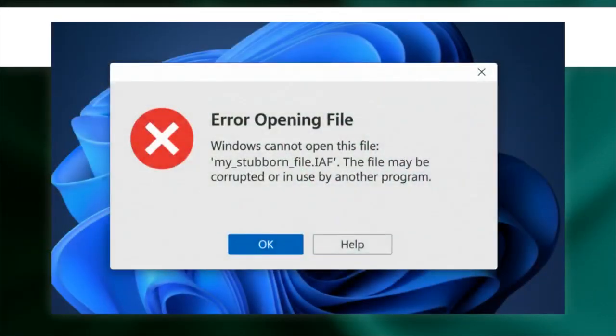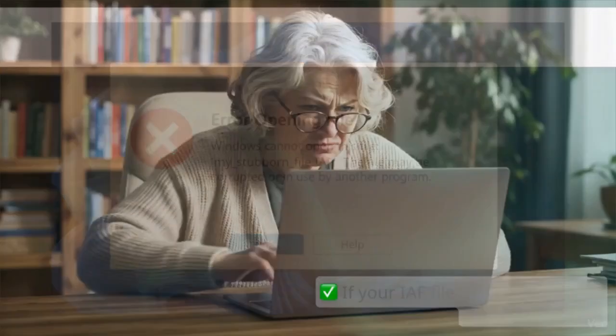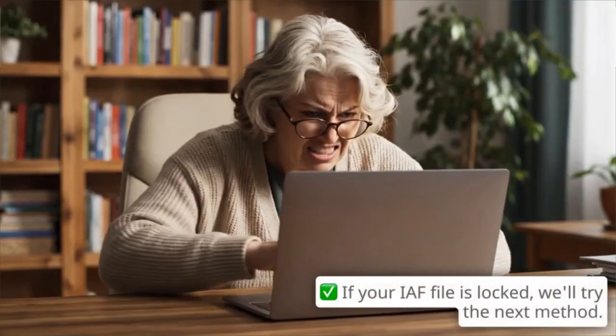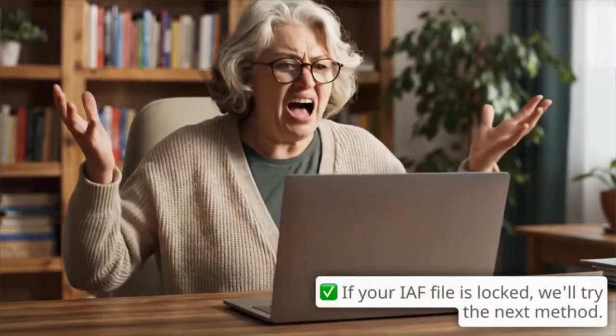If you still cannot open your IAF file, that is okay. The easy part is over. Now for the detailed inspection. Let's run through these 3 necessary troubleshooting checks right now.